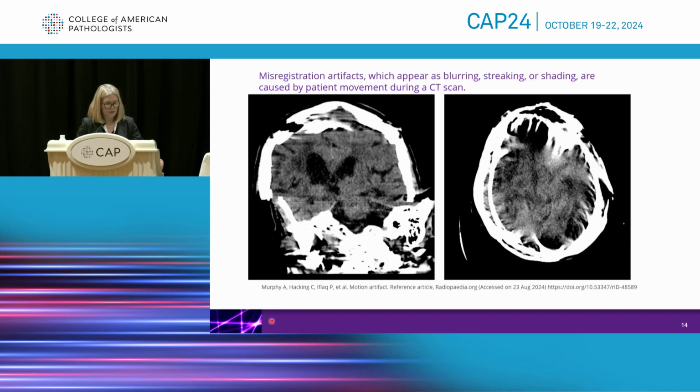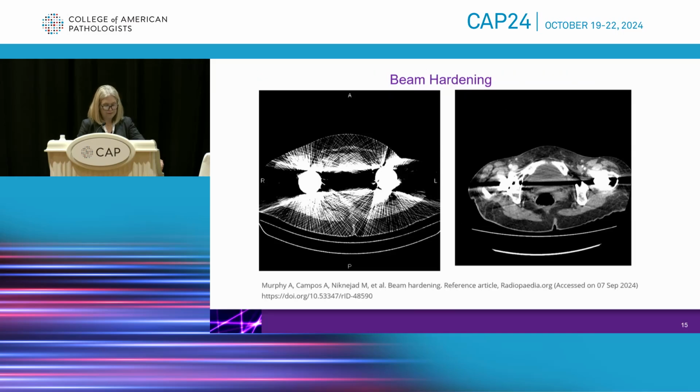So here is a motion artifact, and it's called misregistration, and you get this blurring and streaking, and things don't align here. And so this type of study is going to be very limited as far as information that you may need, and in fact, you may not get the information that you need at all because of all this movement artifact.